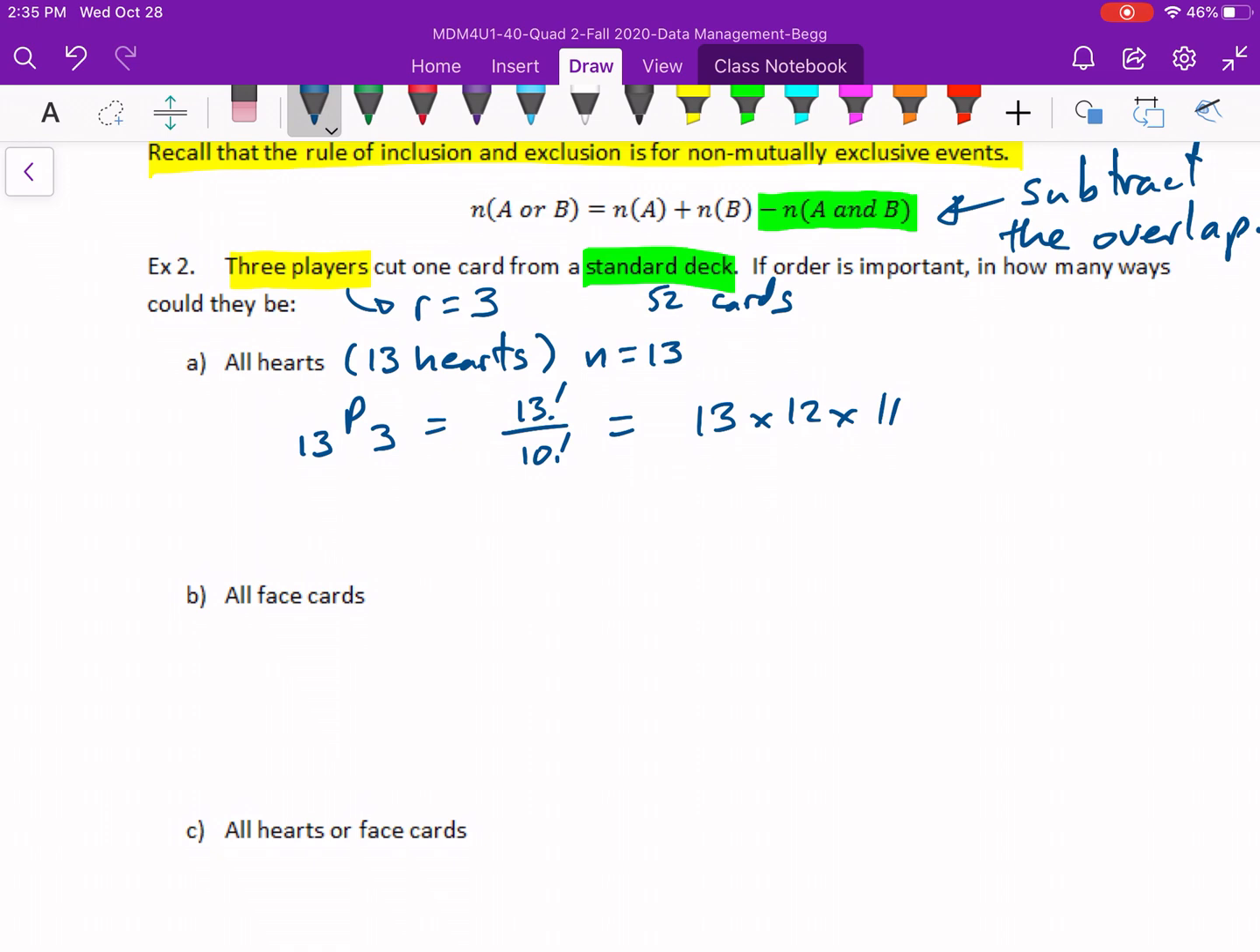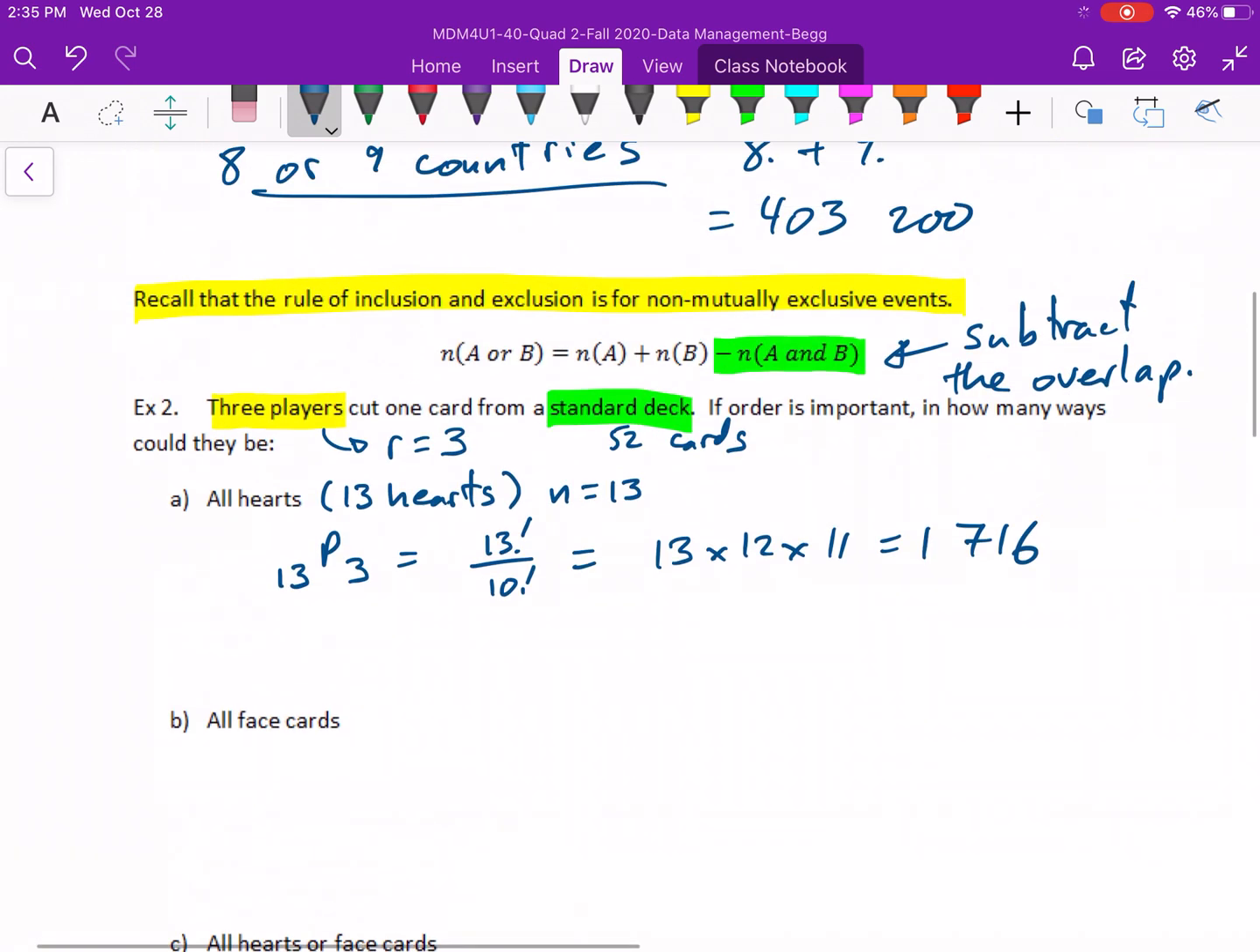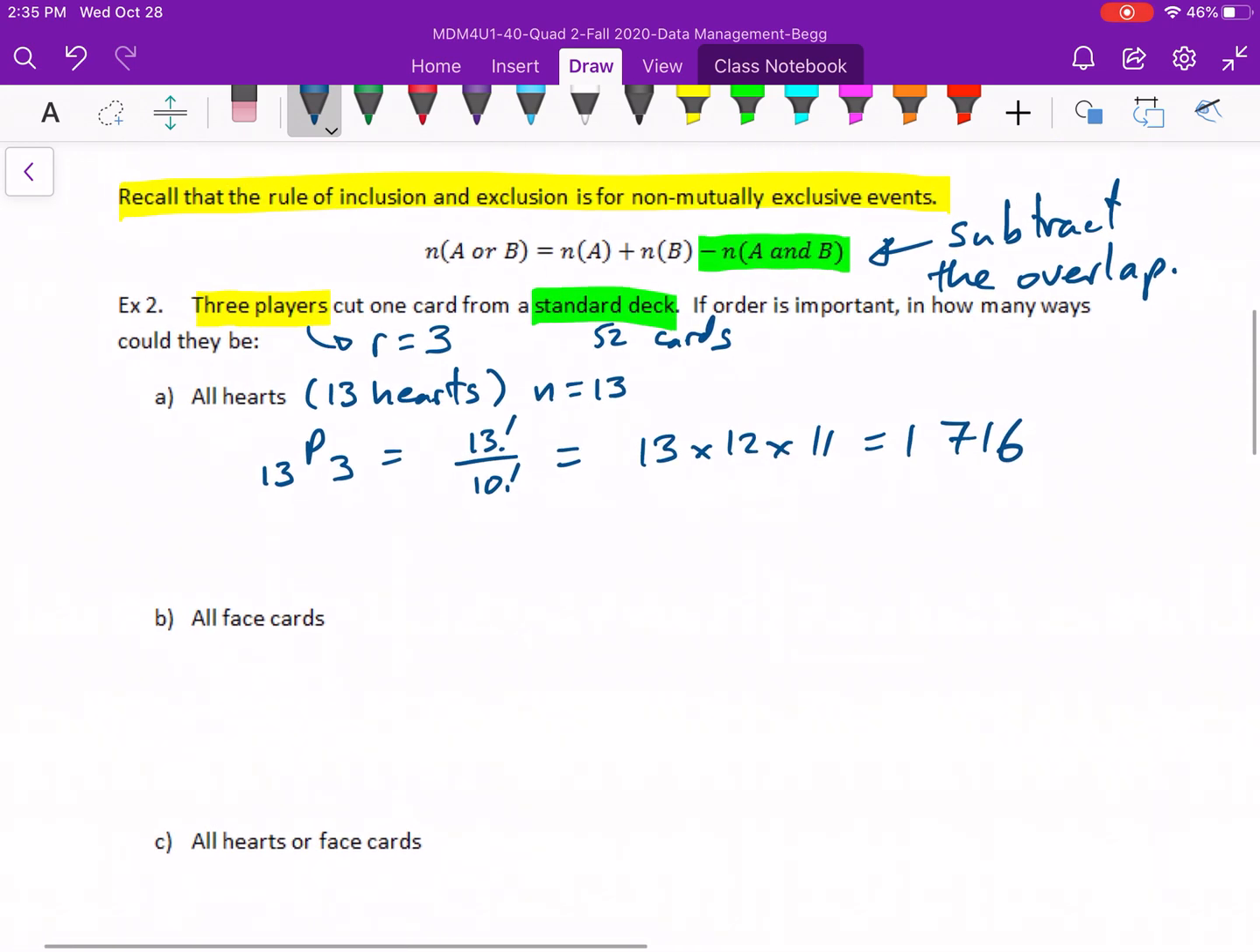Type it in your calculator how you like. You should always get the same answer of 1,716 ways that you could have 3 different hearts from a standard deck. If we move on, that's got nothing to do with mutually exclusive events. There's only one event happening here, and that one event is that draw of 3 cards.